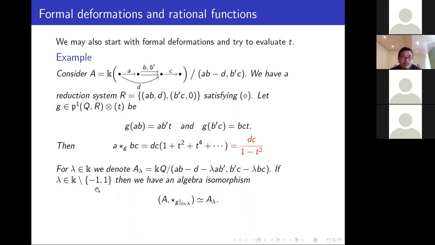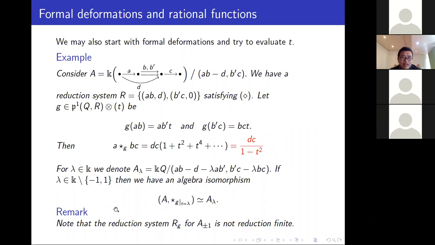But if lambda equals 1 or minus 1, the new reduction system is not reduction finite. So we have to change the reduction system somehow for these 2 points. And also for this case, we have no such isomorphism because the left-hand side is not well defined.